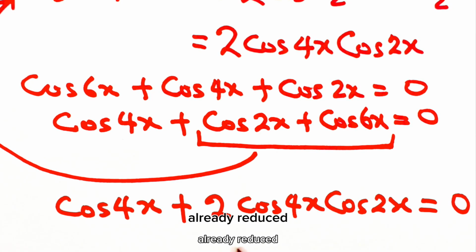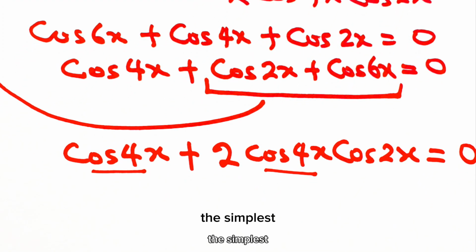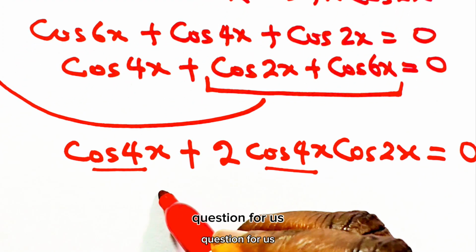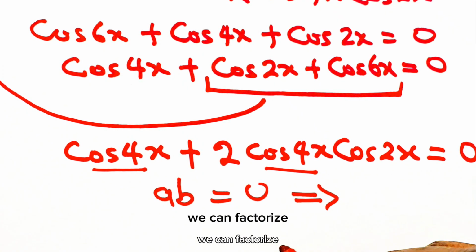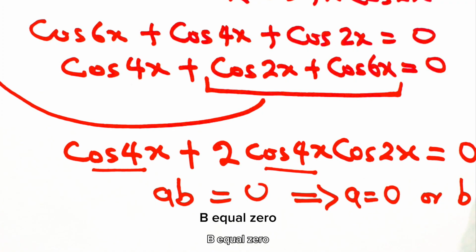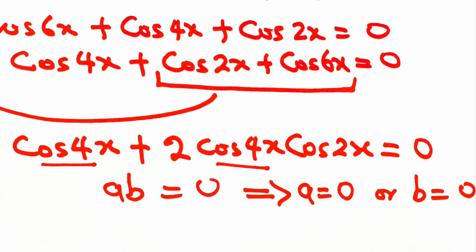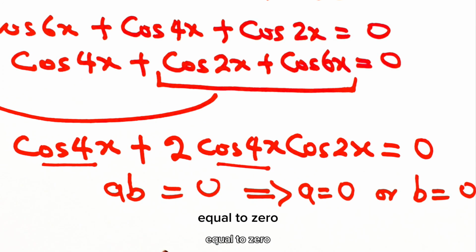So now we can factorize because we have this and this common. We can factorize this out. But we should know about this. If we have a times b equal 0, that means that from these two quantities, a is either 0 or b equal 0. This is what this quantity is telling us. If you have these two quantities equal to 0, either a is 0 or b is 0.